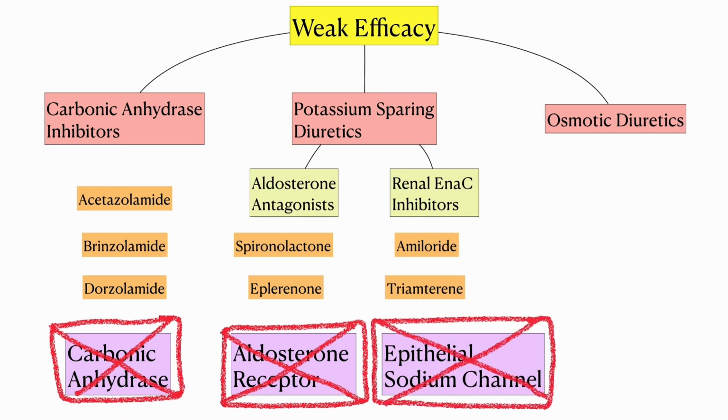are amiloride and triamterene. While the osmotic diuretics don't inhibit any receptor or something, they work physically, which we'll be learning in the further slides. And the examples include mannitol, glycerol, and isosorbide.